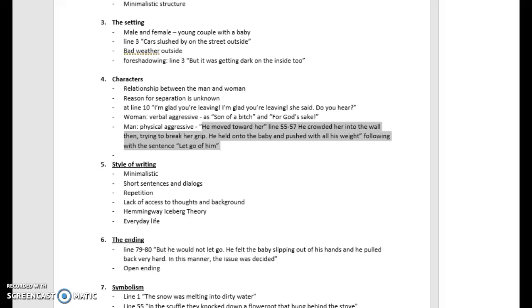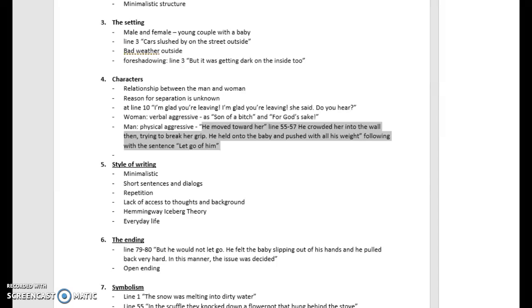If we take a look at the ending, it's just another minimalistic element in this short story. At lines 79 to 80: "But he would not let go. He felt the baby slipping out of his hands and he pulled back very hard. In this manner, the issue was decided." So we don't know what happened in the ending. We don't know if the woman got the baby, or if the man got the baby, or if the baby got hurt. That's also a possibility, since we have no idea what happened. So all these three are possibilities for the end. The ending is very open and very minimalistic.